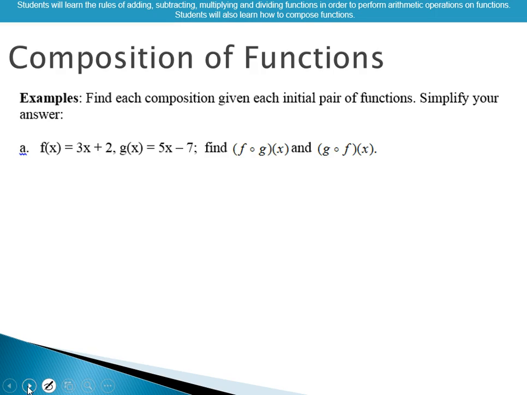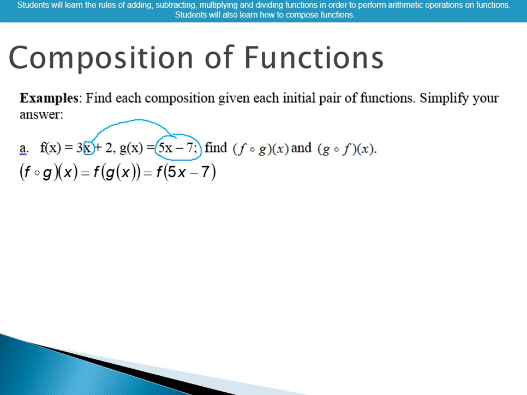Okay, so what we're going to do is compose these two. So we're going to do f following g of x, and then we're going to do g following f of x. So the first one says we take the g function and we're going to plug the g function into the f function. So we're going to take this g and plug it into f. So we'll have 3 times the quantity 5x minus 7, plus 2. So that's going to be 15x minus 21 plus 2. So it's going to be 15x minus 19. So that's f following g of x.